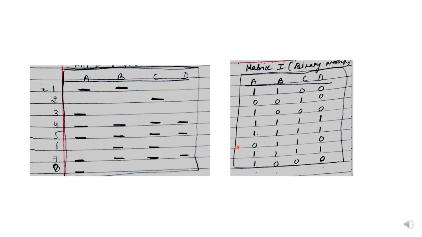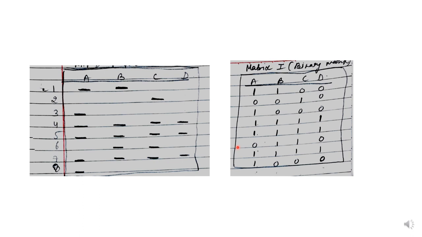Similarly, in B, you can see the first band is present, so it is marked with 1. The 2nd and 3rd are missing, so they are marked with 0. And then the 4th, 5th, 6th, 7th are present, so they are marked with 1. And the 8th is missing, so it is marked with 0.